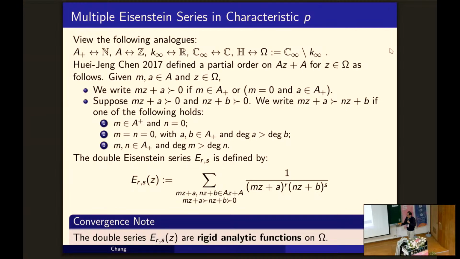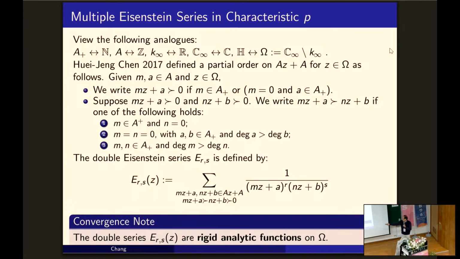So she modified the idea of Kaneko-Zagier to define a partial order on elements of the lattice. So you just think of the role of A plus as analog of positive integers, then you know how to define this. Due to the limited time, I just let you know that we can define this kind of analogous double Einstein series. And just last year, I suggested for students to generalize this to higher depths.